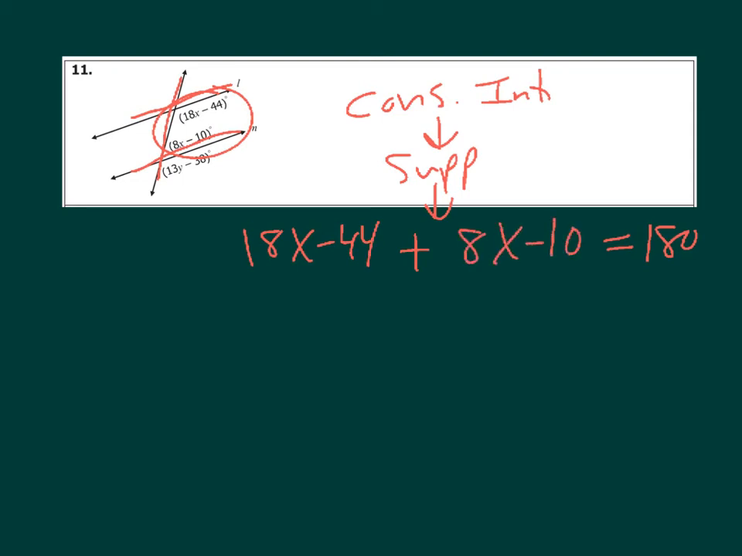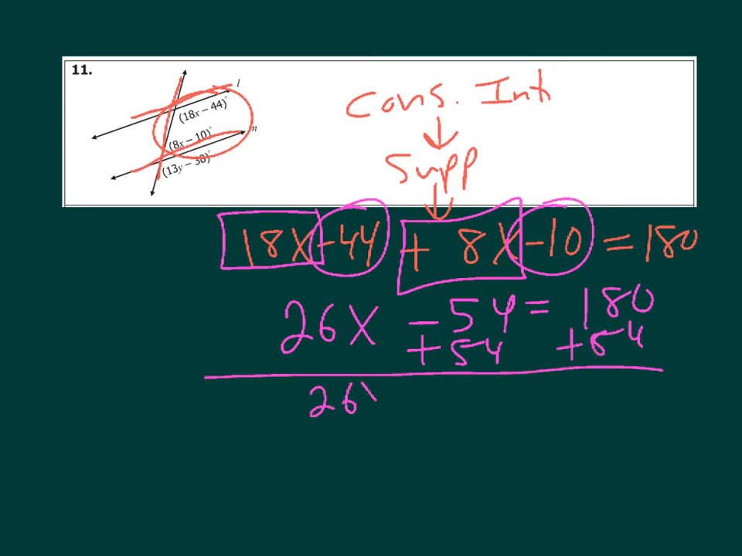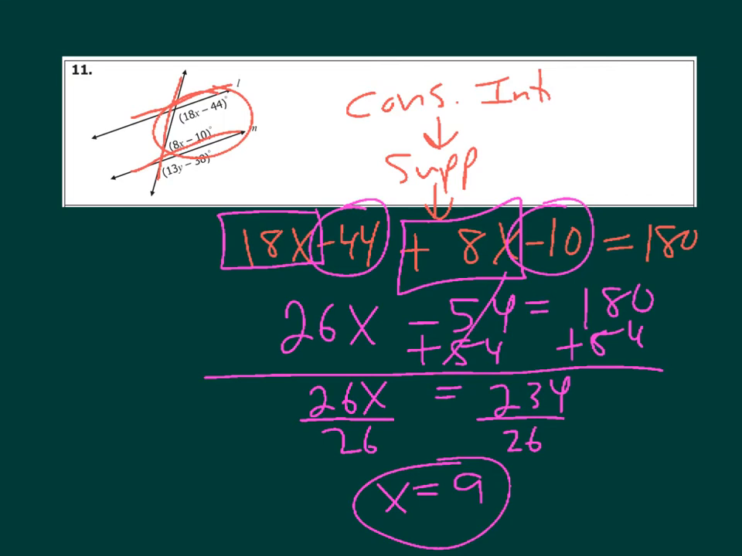Now let's talk about combining like terms. I got my 18x and my 8x. That's going to give us 26x. And I got my negative 44 and my negative 10. That's going to be a negative 54. Still equals 180. Inverse operations, to start moving things around, add 54 to both sides. I'm going to get 26x equals, it cancels out, 180 plus 54 is 234. Divide by 26, divide by 26, and I get an x value of 9. So we got the x all squared away.